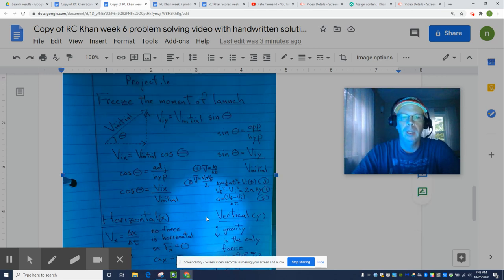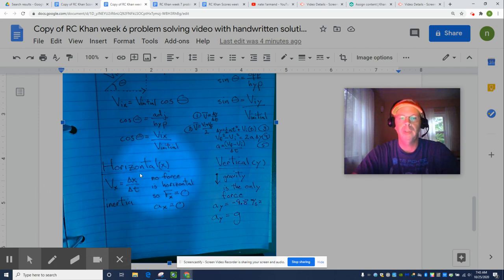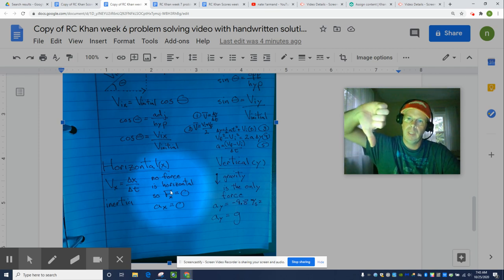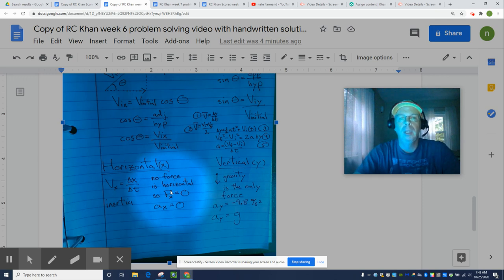Pardon my scrolling. Once you split the motion into horizontal and vertical, then it's just kinematics time, except in the horizontal direction, it's really simple kinematics. This Vi cosine of theta is equal to the horizontal displacement divided by the flight time. And that's it, because there's no net horizontal force. Gravity is down, and that is totally independent from the horizontal motion. And therefore, there's no horizontal acceleration.